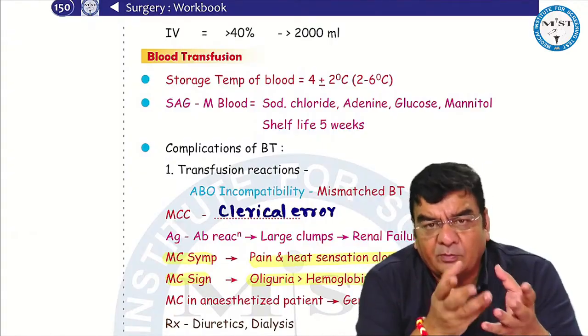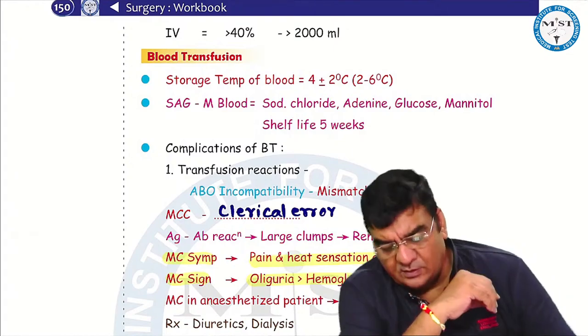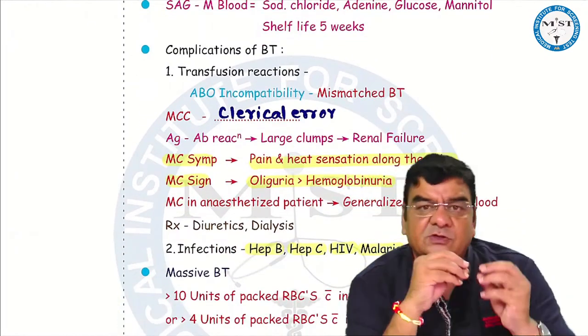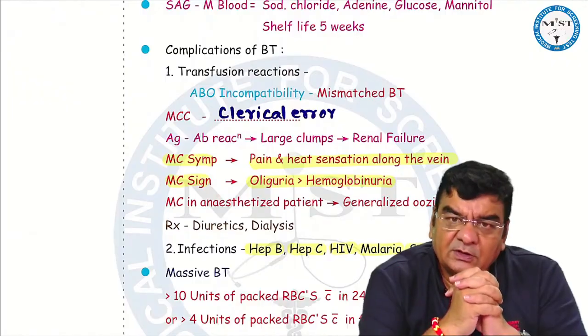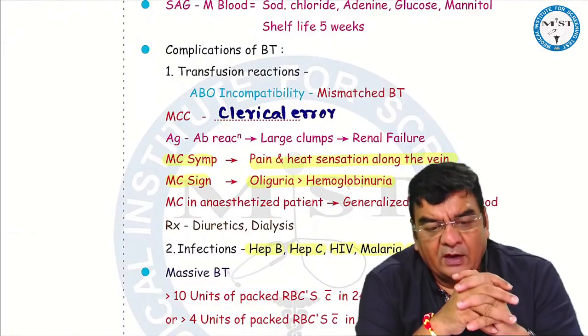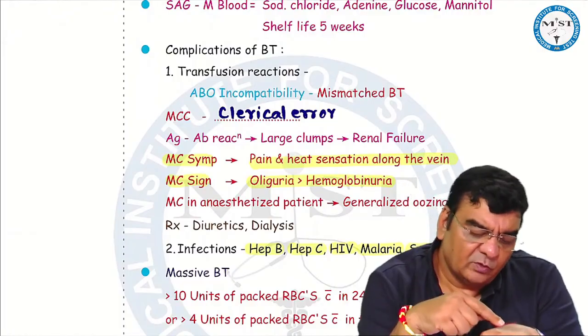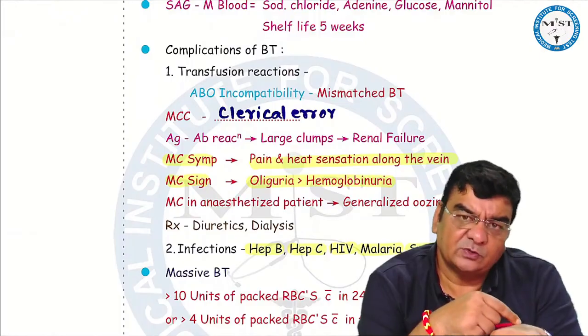There can be some complications after blood transfusion, like transfusion reactions. The commonest reason for a transfusion reaction is mismatched blood transfusion, which is a clerical error. By mistake, a wrong blood is transfused. And if a wrong blood is transfused, the most common symptom is pain and heat sensation along the vein from where the blood is going.